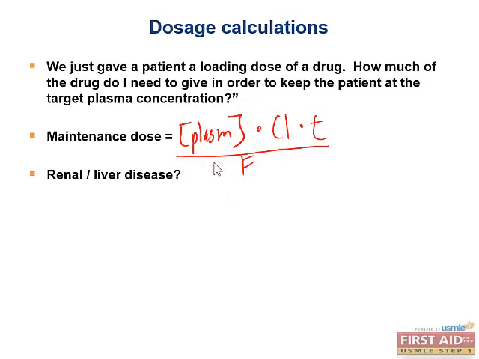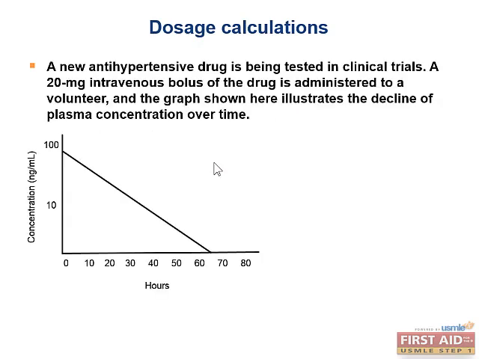Now let's try a tough practice question. A new antihypertensive drug is being tested in clinical trials. A 20 milligram IV bolus of the drug is given to a poor medical student volunteer, and the graph shown here is going to illustrate the results and show the decline in plasma concentration over time.